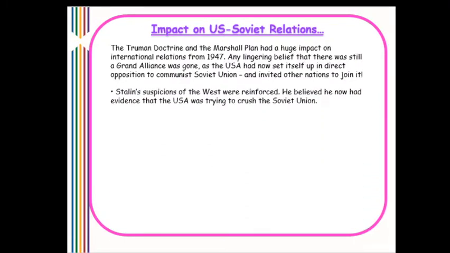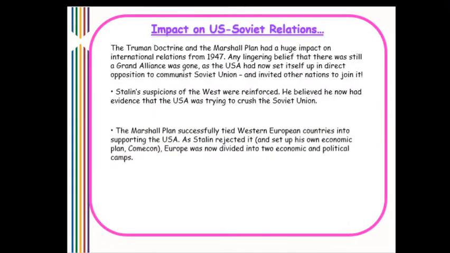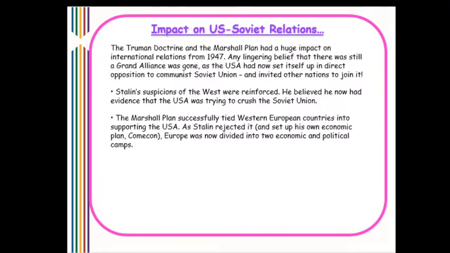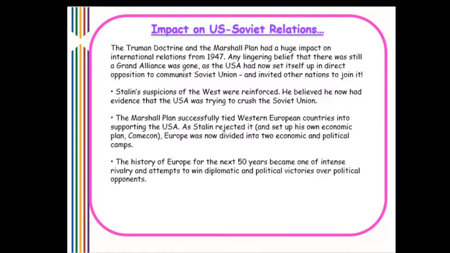Stalin's suspicions of the West were reinforced, and he believed he now had evidence that the USA was trying to crush the Soviet Union. The Marshall Plan successfully tied Western European countries into supporting the USA. As Stalin rejected it and set up his own economic plan, Comecon, which I'm going to be talking about in a second, Europe was now divided into two economic and political camps. The history of Europe for the next 50 years became one of intense rivalry and attempts to win diplomatic and political victories over political opponents.